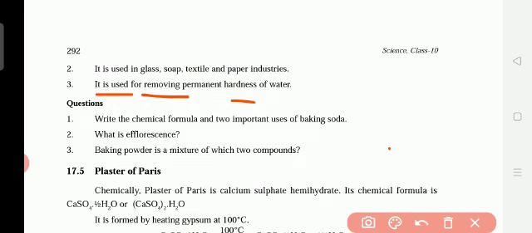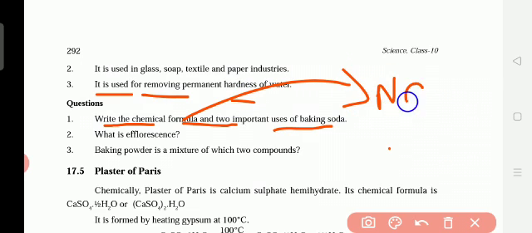Okay, so write the chemical formula and two important uses of baking soda. What is the chemical formula of baking soda? NaHCO3. What are its uses? Through baking soda we can prepare washing soda. Another one, it is used in sponge cakes, to make them soft. The cakes and bread, to make them soft.